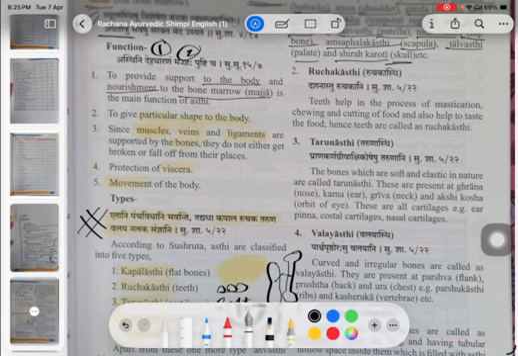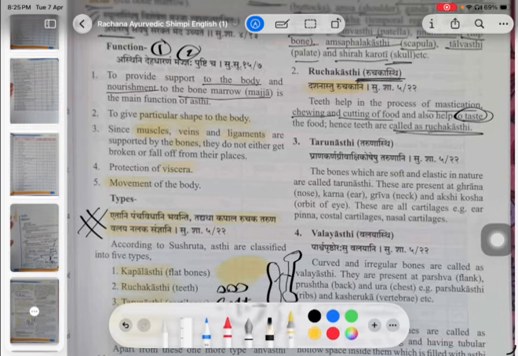Ruchakasthi. Why is the name Ruchak? Ruchi means interest. So the bones which help in bringing interest to the food are Ruchakasthi. So they are teeth. This also needs to be learned. Dashanastu Ruchakani. Teeth help in the process of mastication, chewing, and cutting of food, and also help to taste, basically. Hence, they are known as Ruchakasthi. They increase our longing for food. All right.